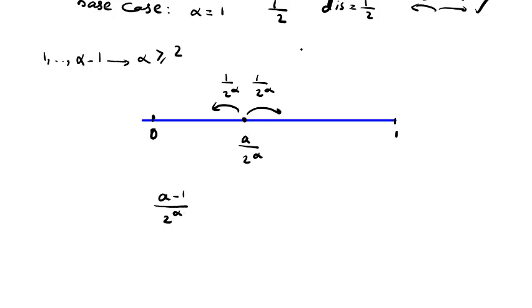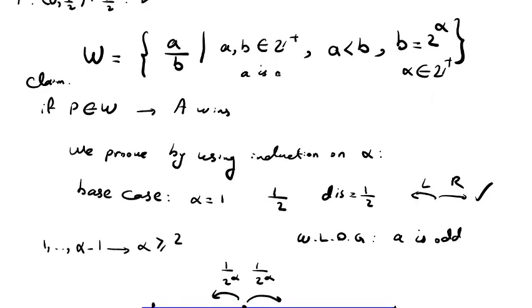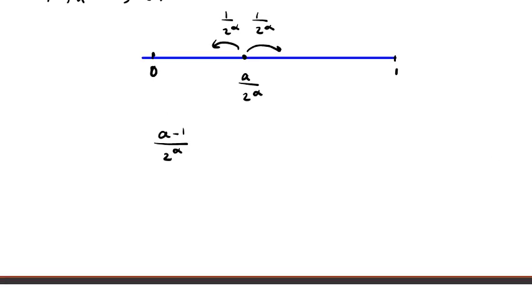And let's simplify. Suppose, without loss of generality, that A is odd. Because if A is even, you can simplify more. So A is odd, and then we consider A minus 1 over 2 to the power of alpha and A plus 1 over 2 to the power of alpha. Because A is odd, A minus 1 will be even, so it will be A minus 1 over 2 times 2 to the alpha minus 1, and A plus 1 over 2 times 2 to the alpha minus 1.